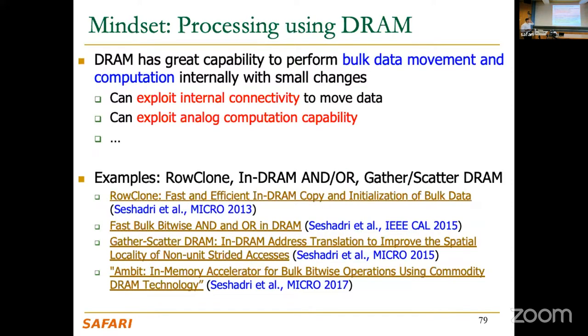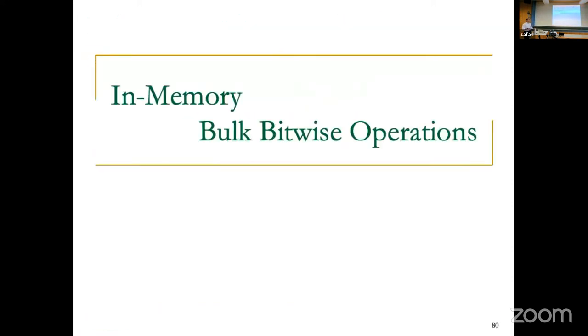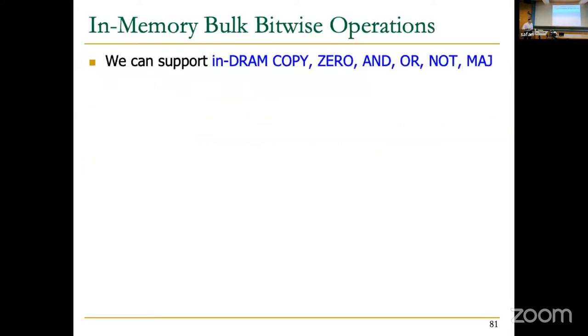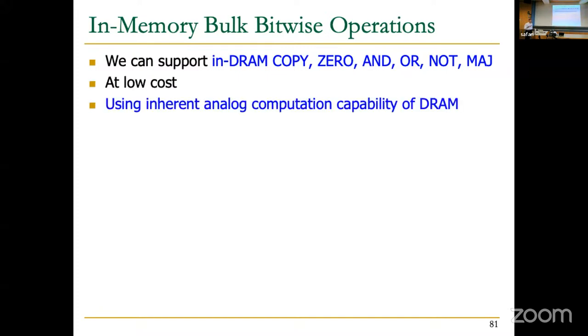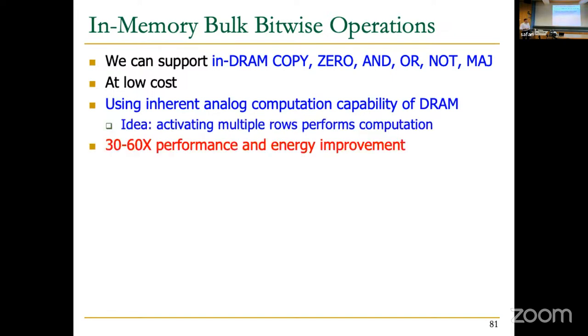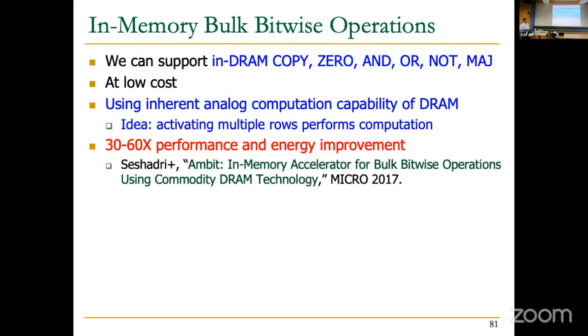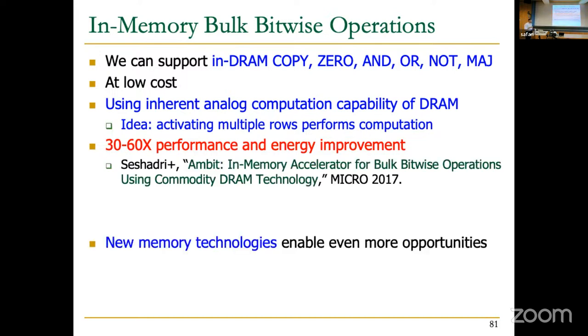Moving on with this mindset of processing using DRAM, now we are going to do some fancier stuff. We did row copying, row initialization, some data movement, some reorganization. Now we want to do bulk bitwise operations, Boolean operations, AND and OR, for example. So how can you do it? Let's say you want a processing-using-memory solution that does copy, zeroing, AND, OR, NOT, and majority operations. We want this to be low cost, without including any logic to do these operations, and it should provide really high performance and energy improvement compared to baseline systems.